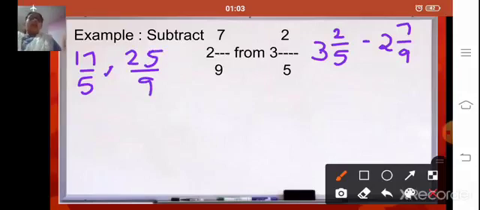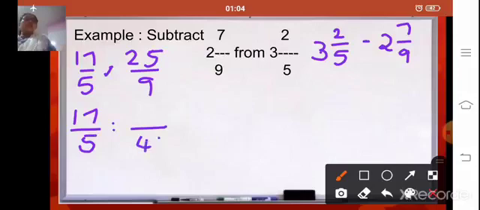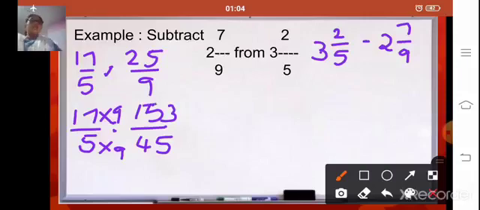Now 5 and 9, take the LCM of 5 and 9. You will get the LCM of 5 and 9 as 45. So convert this first fraction. 17 upon 5 is dash upon 45. 5 9s is 45. Numerator also to be multiplied by 9. So you will get the answer as 153 upon 45.